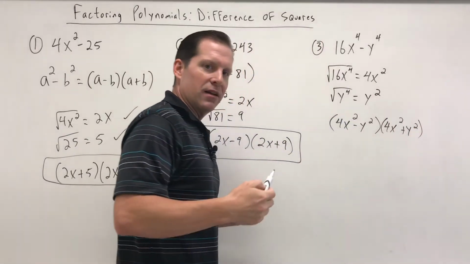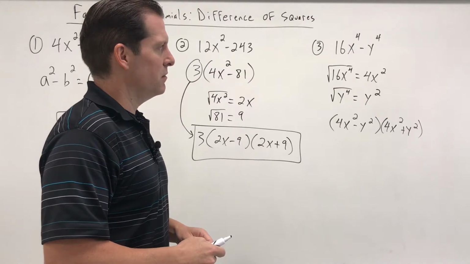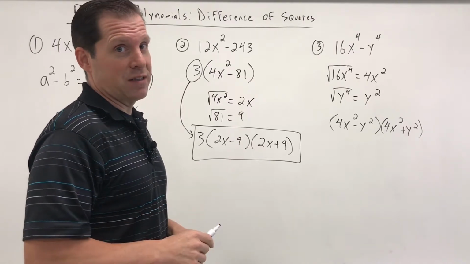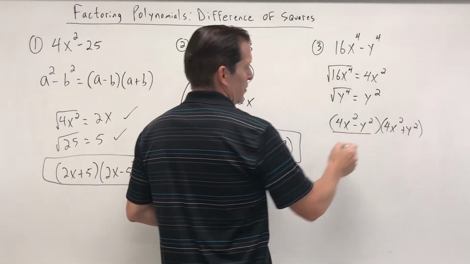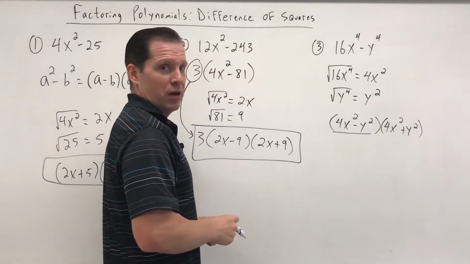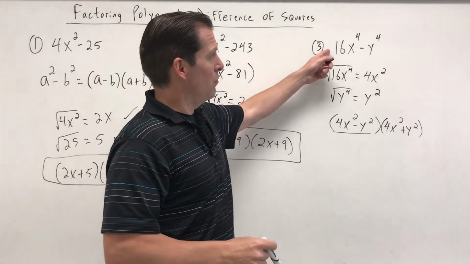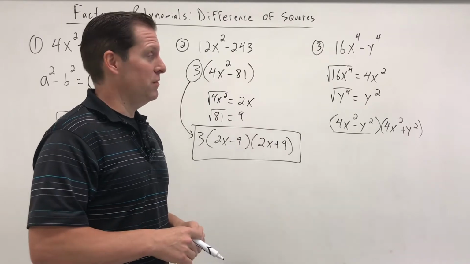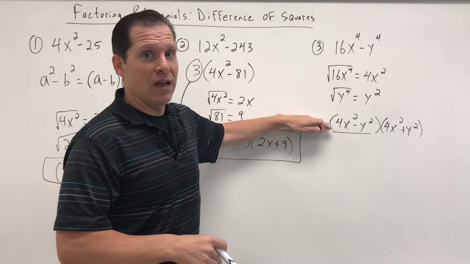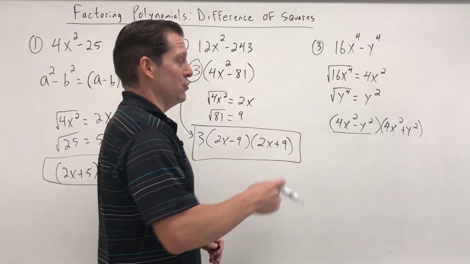And you're like, great, I got this done. But then you might look and say, wait a minute, I'm not finished yet. Well, hopefully you recognize that. And why is that the case? Well, if you look at this right here, 4x squared minus y squared, that's still the difference of squares. So in this problem, we have to do the difference of squares twice in order to get the complete factorization. A lot of students will stop here and they don't completely factor the problem. So you want to make sure you double check.